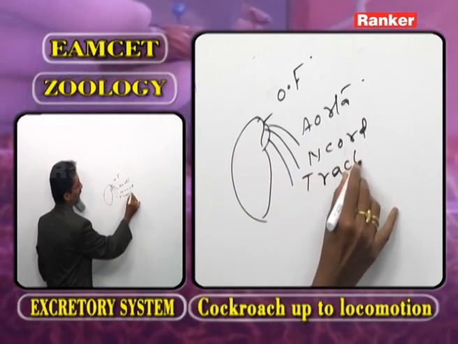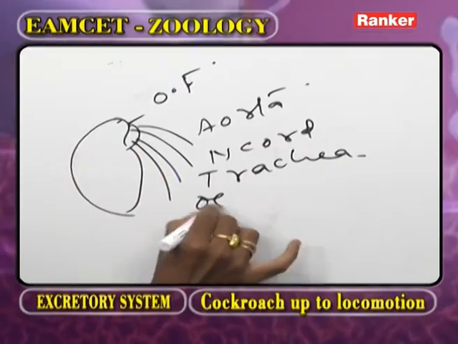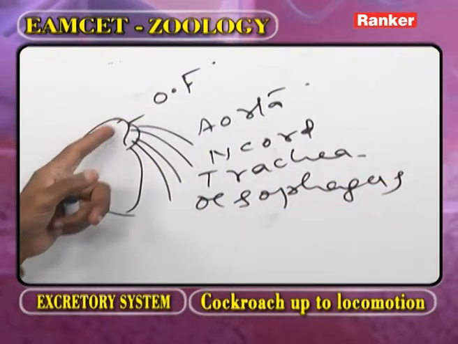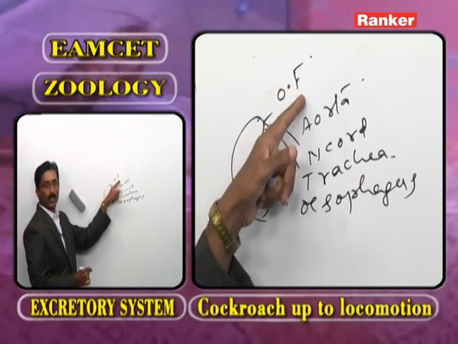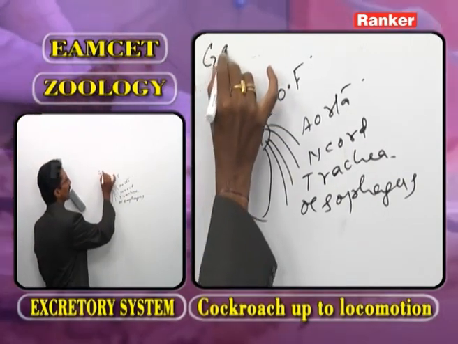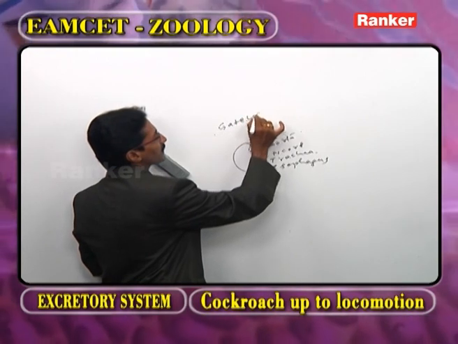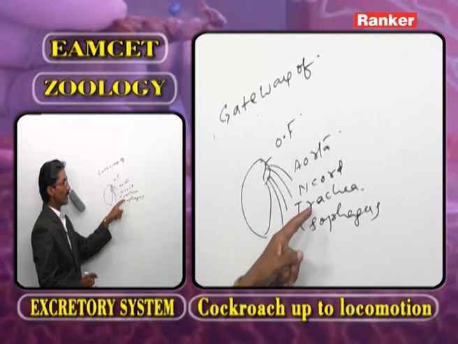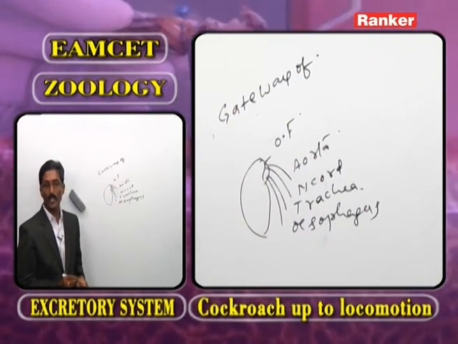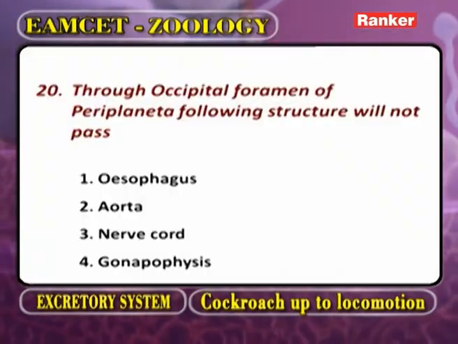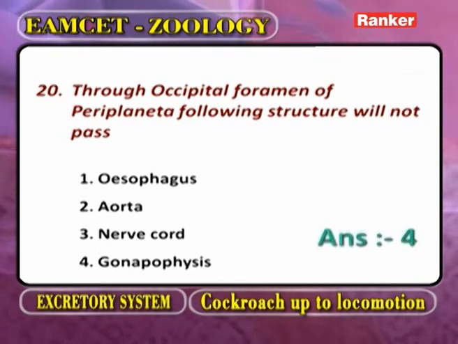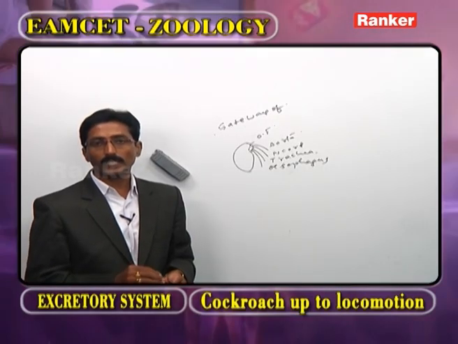And what will come out? The trachea. And also what will come out? The esophagus. Now all these structures come out through occipital foramen. So occipital foramen is called the gateway of aorta, nerve cord, trachea, esophagus. Now here in the options: esophagus, aorta, nerve cord are correct. What is not correct? Gonapophysis. We have to discuss the remaining part of cockroach in the next class.